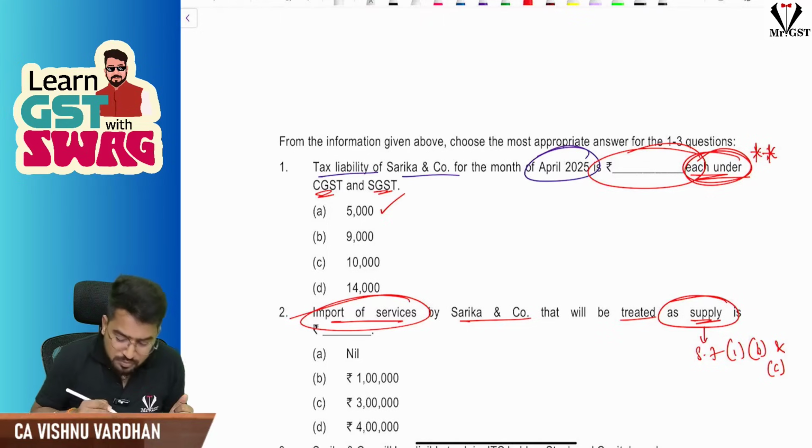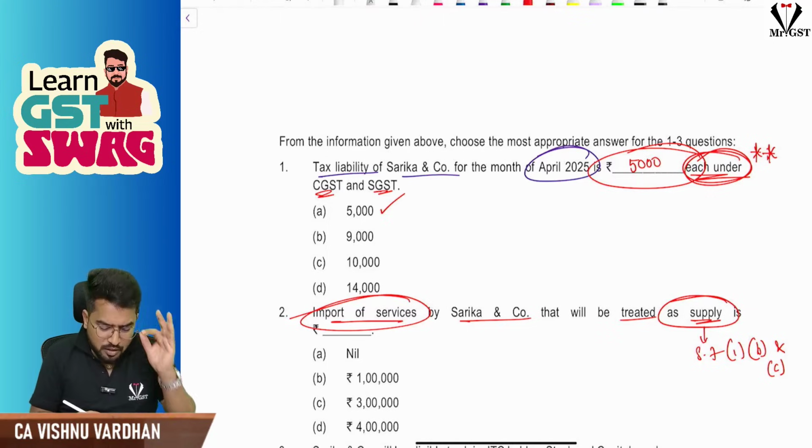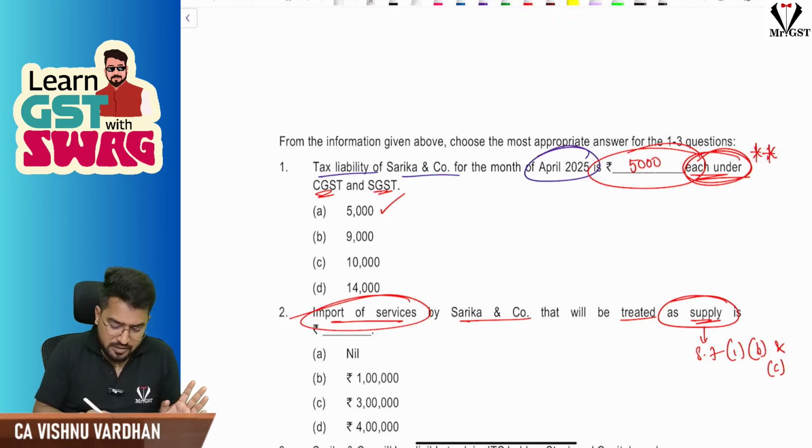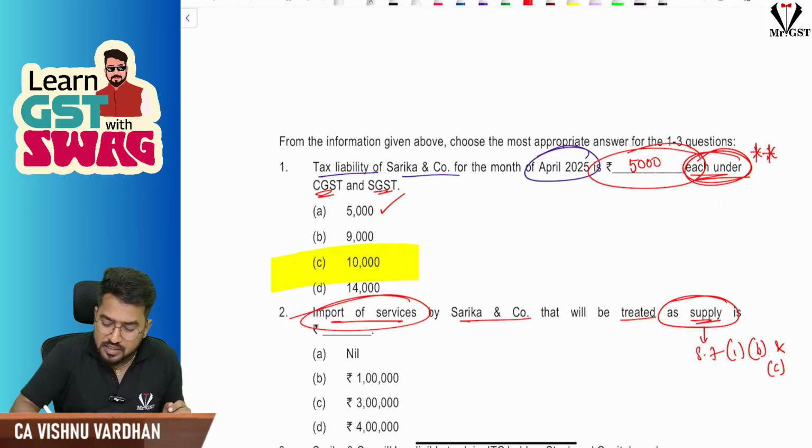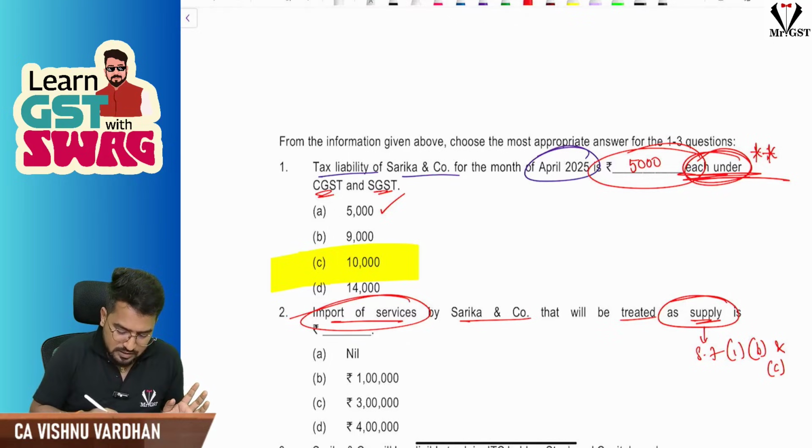That means the answer should be 5,000 here. So please be careful here. The answer should be 5,000. Most of the students will make the mistake of selecting option C, 10,000. Here the twist in the story is "each under". This is the mistake. So that is the point. So option A is the answer. Okay, so A is the answer.